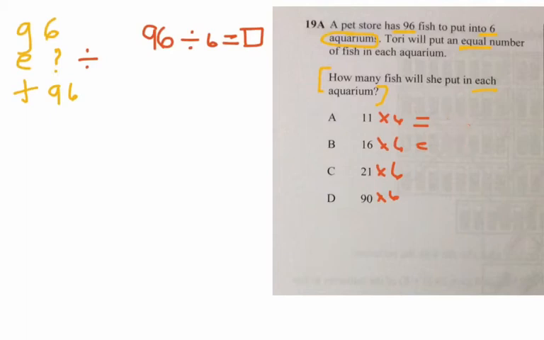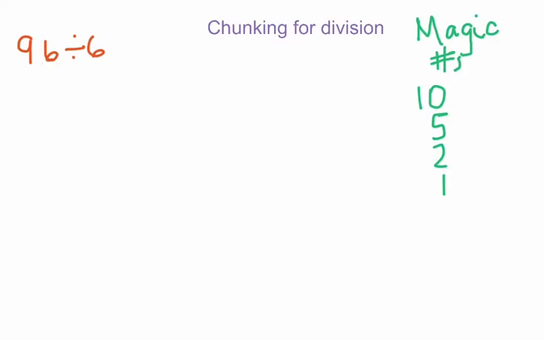I'm going to go ahead and show you a division strategy that I mentioned before that can help you. So I am going to use division by chunking. And here's my problem, 96 divided by 6. Over here I have what I call my magic numbers. Now my magic numbers are 10, 5, 2, and 1.